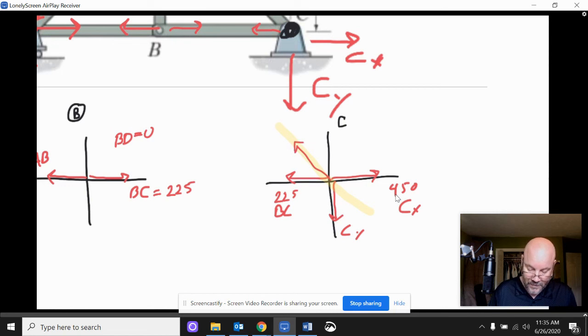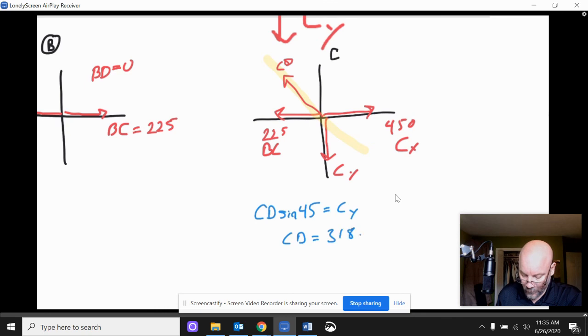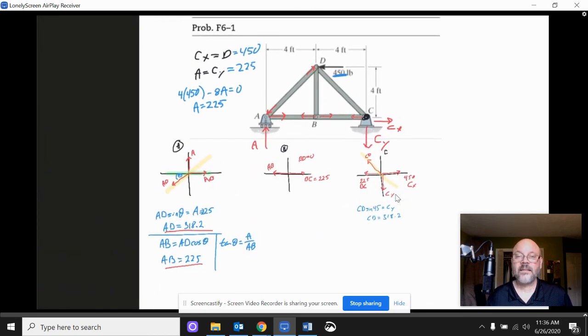So there's CD like that. It's still a 45-degree angle in there. We know that. And so what we can do is we could just say that we've got CD times the sine of 45, and that has to be equal to CY. And when we work that out, we're going to get the same number, 318.2. Just like that. Let's see if I can get everything in there now. So now we've got all the beams worked out.